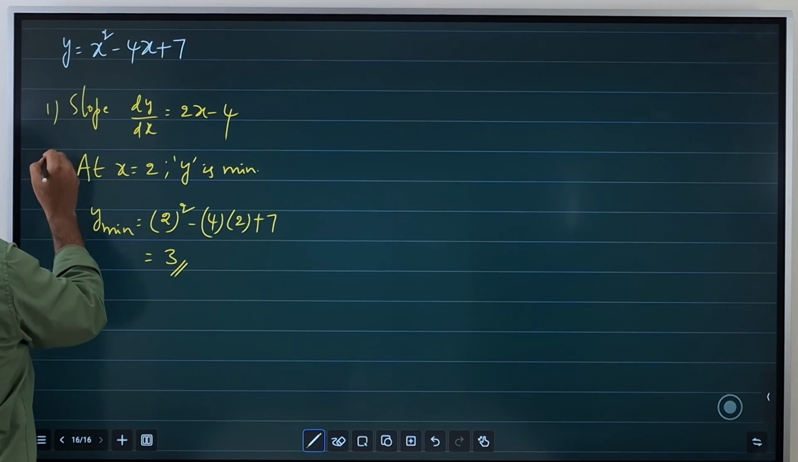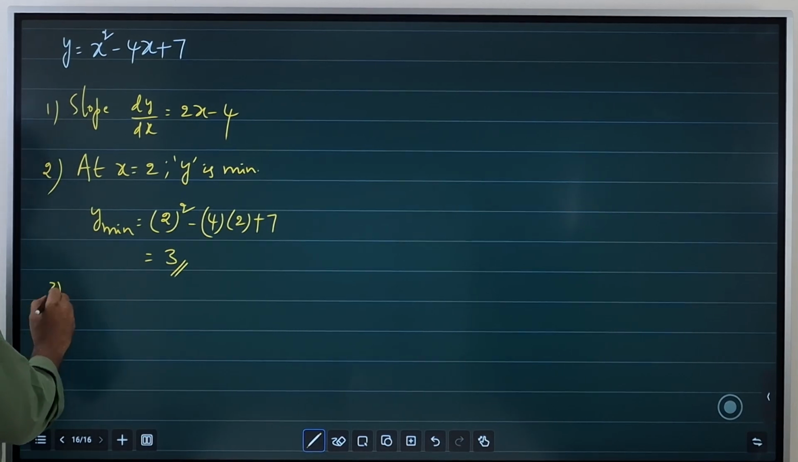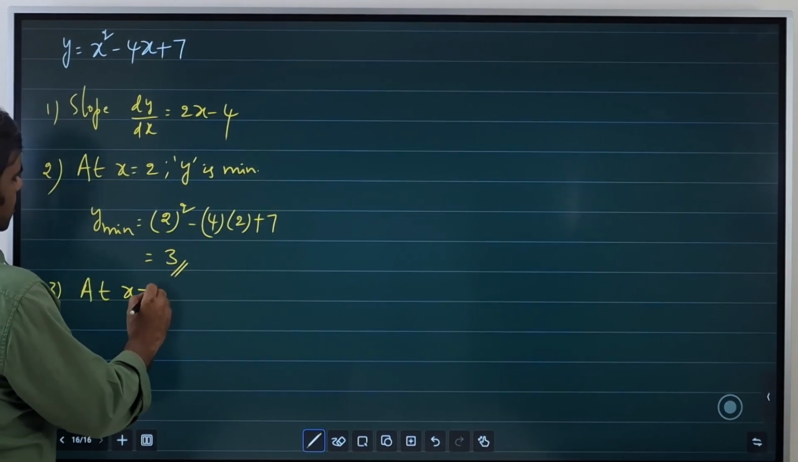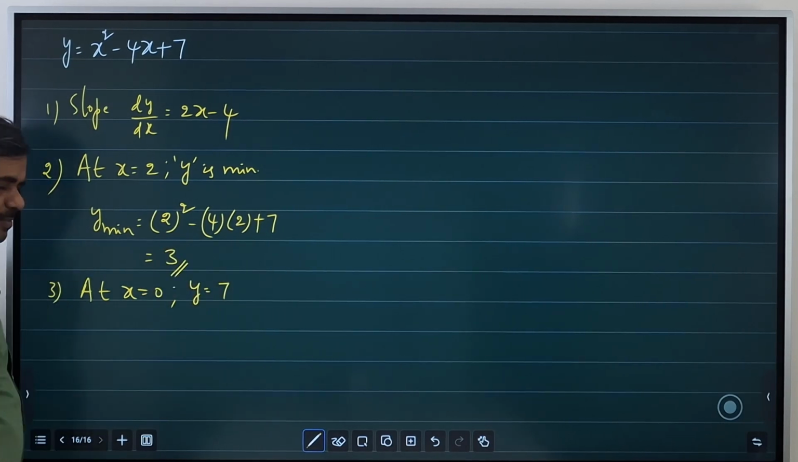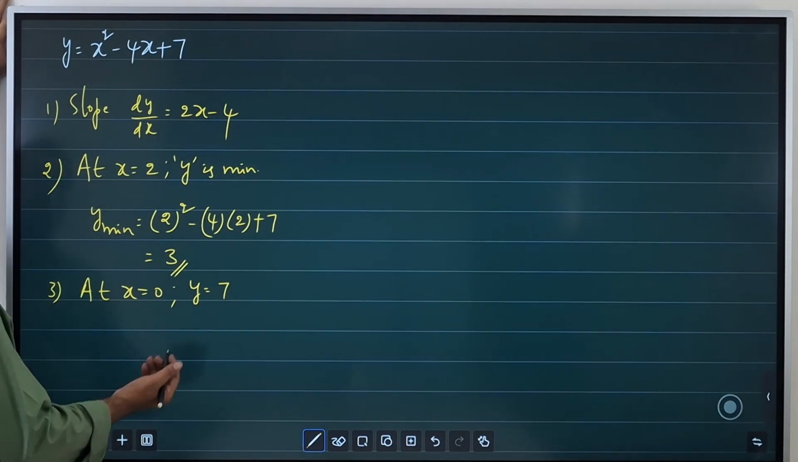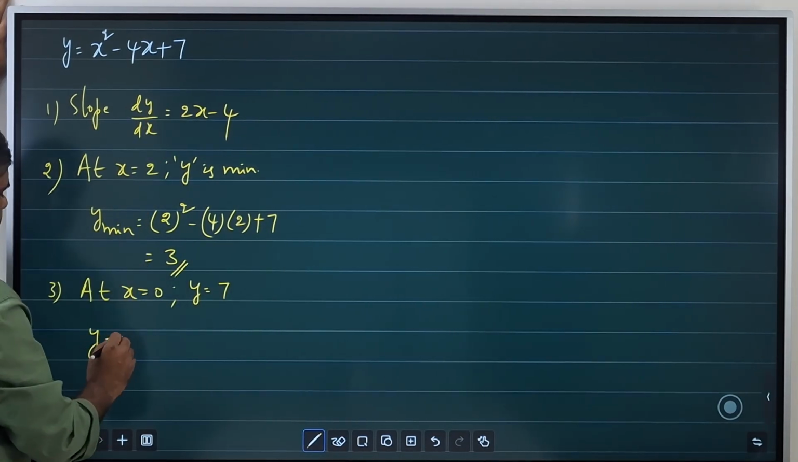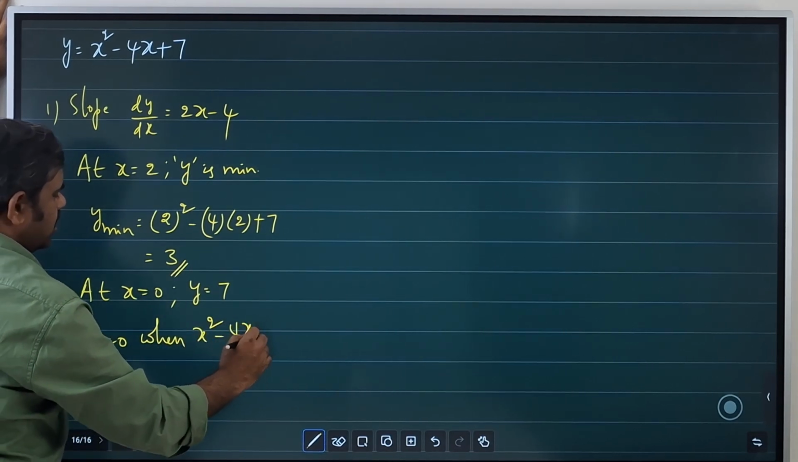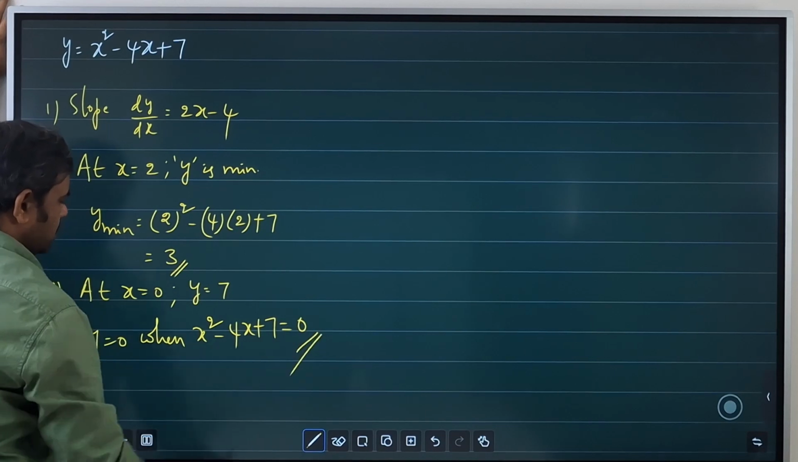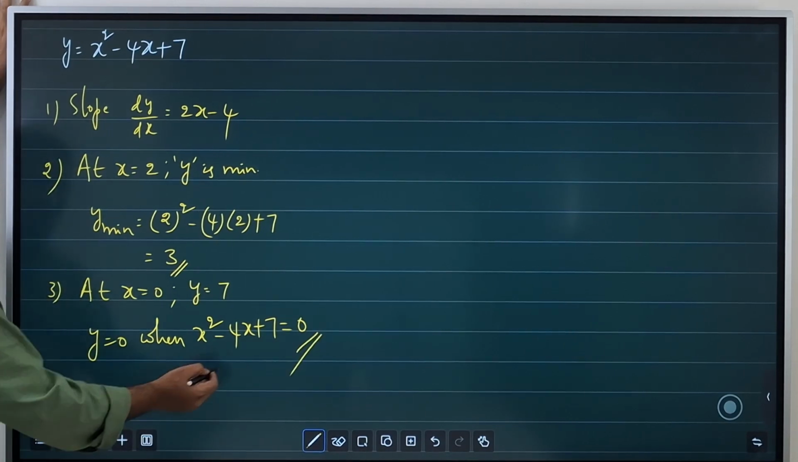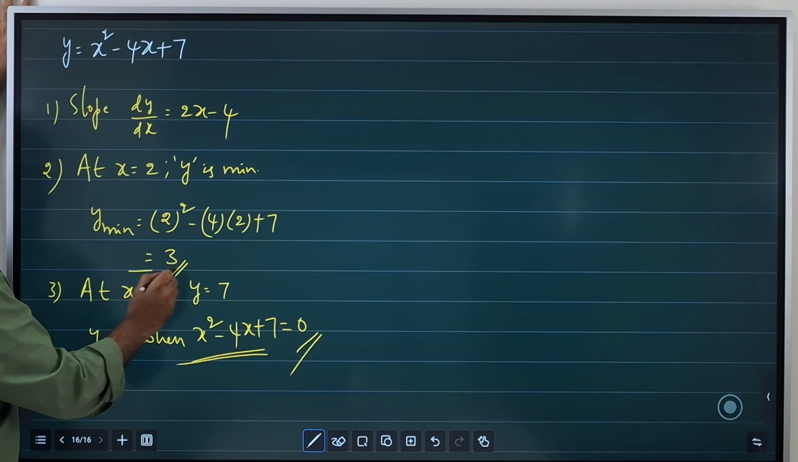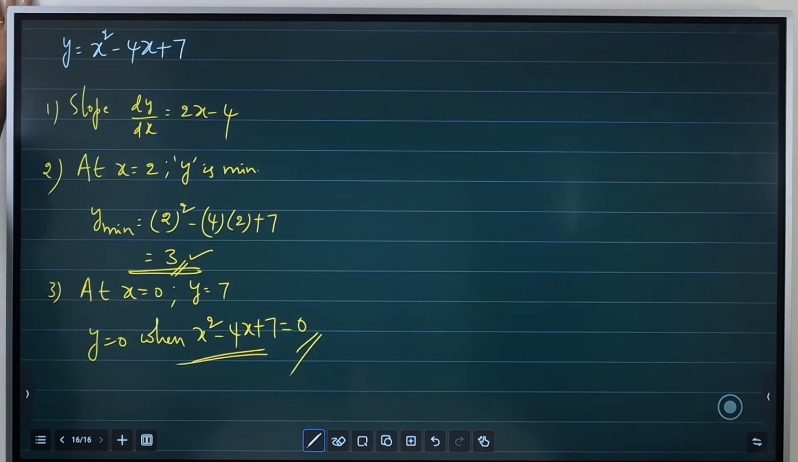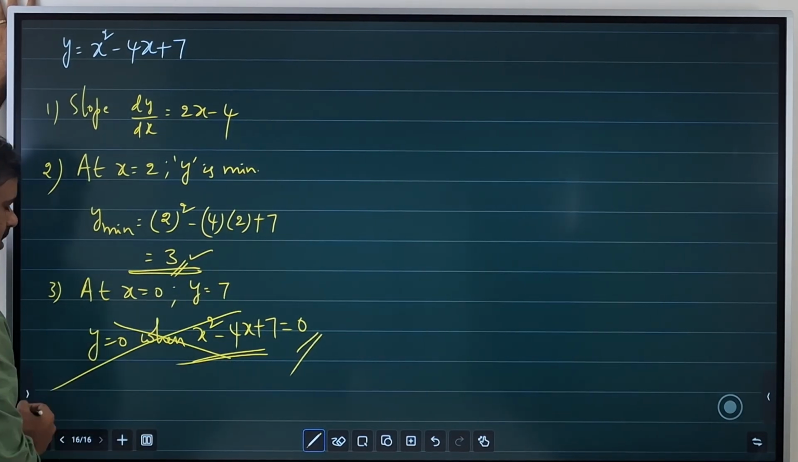And remember the checkpoints. At x is equal to 0, y is equal to 7. And y becomes 0 when x square minus 4x plus 7 is equal to 0. I don't think y becomes 0 anywhere. You will get imaginary values for x. The minimum value of y itself is 3, right? So y does not become 0 anywhere. So at x is equal to 0, y is equal to 7.